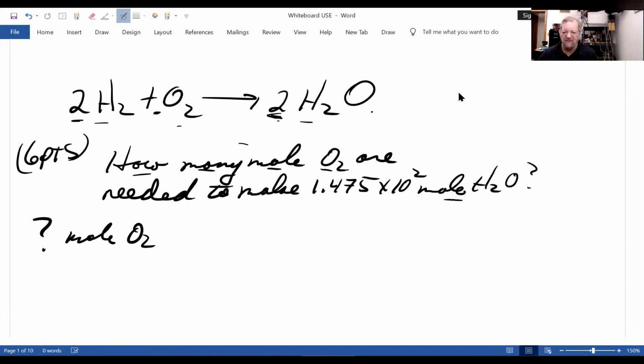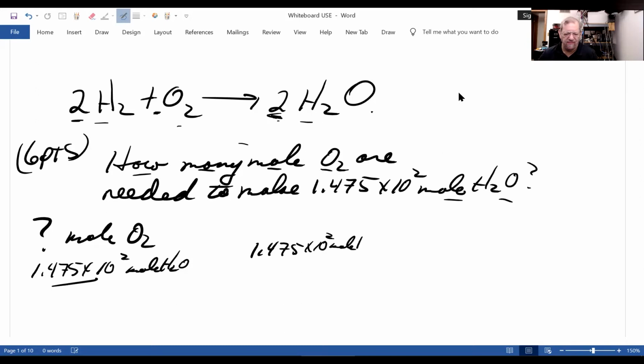What are you given? Moles of water. And the only number I have to use is this, so I'm going to use it. If there was some magic conversion, what units do I want my answer in? Well, it tells you right here, because you figured that out. Moles O2.